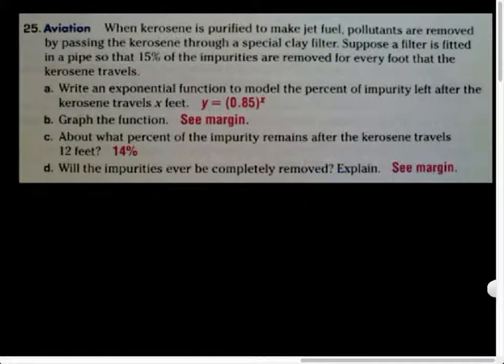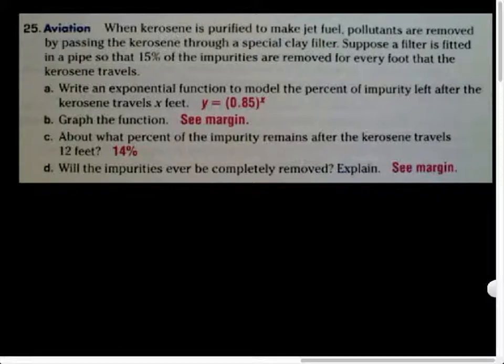It says, when kerosene is purified to make jet fuel, pollutants are removed by passing the kerosene through a special clay filter. Suppose a filter is fitted in a pipe so that 15% of the impurities are removed for every foot that the kerosene travels. So, write an exponential function to model the percent of impurity left after the kerosene travels x feet.